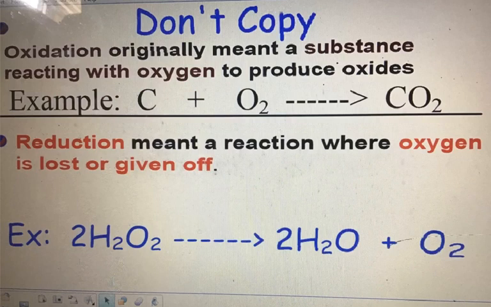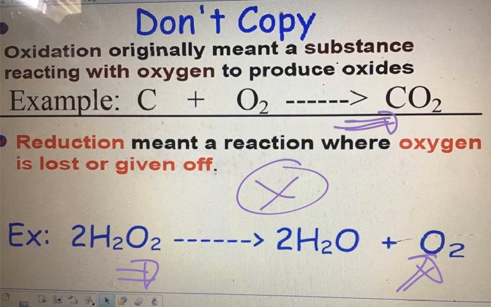Now, we're not going to copy anything on this page, but just as a historical perspective, if a reaction took place and you produced some type of oxide, that was called oxidation. And if another, different reaction took place and you lost or gave up oxygen, that was called reduction. But we're not going to use these definitions. That's just a bit of historical perspective.